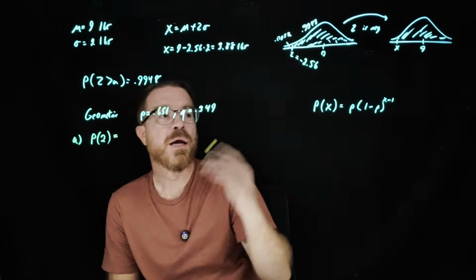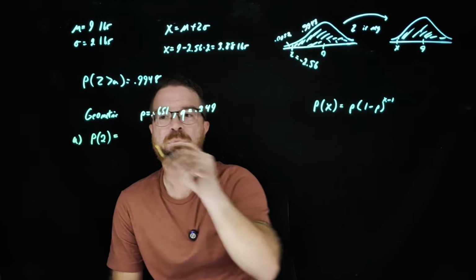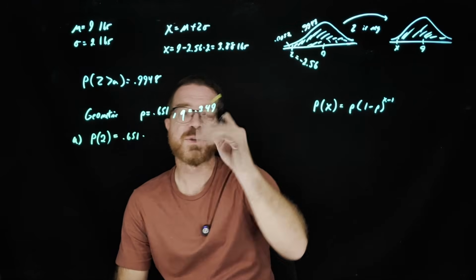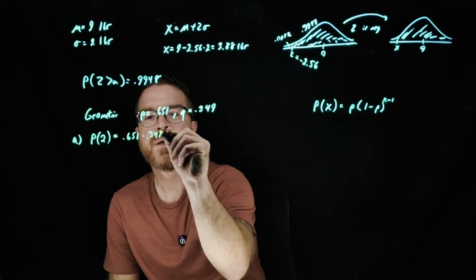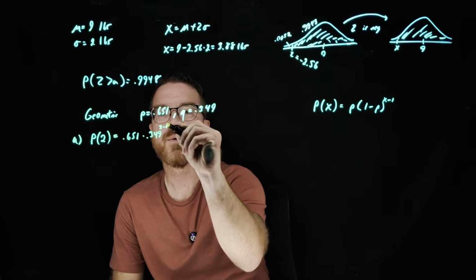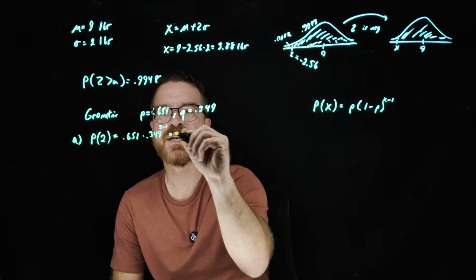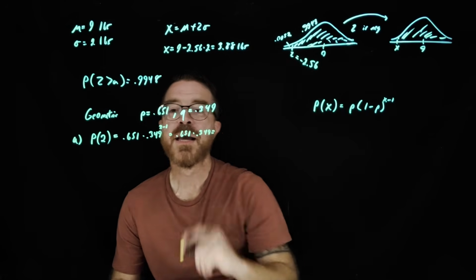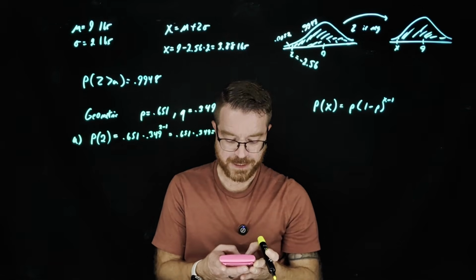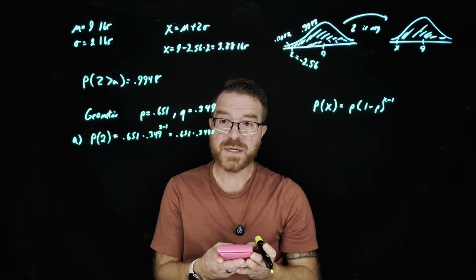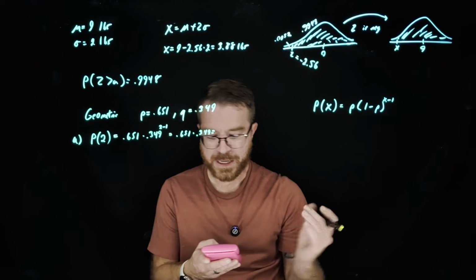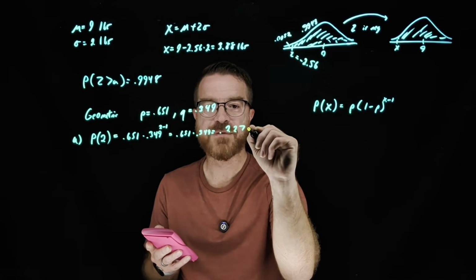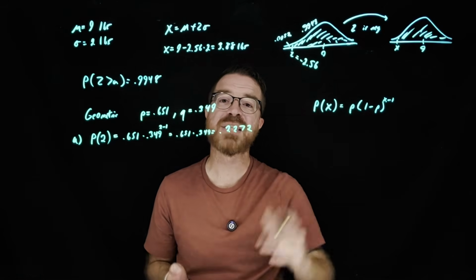So this is going to be probability of success, 0.651, times the probability of failure, which is 0.349, to the 2 minus 1 power, which is just the first power. So really we're just finding 0.651 times 0.349. And plugging this into our calculator, we get a probability of this occurring of 0.22719, so this is going to be 0.2272.